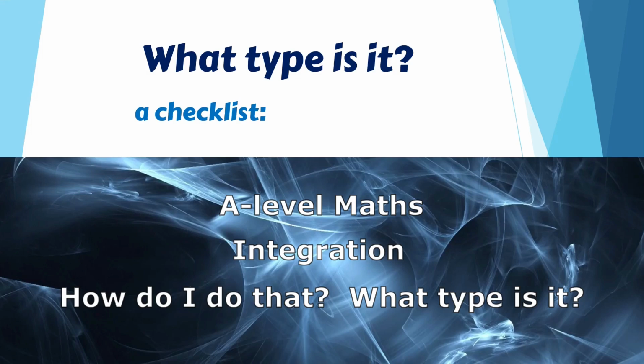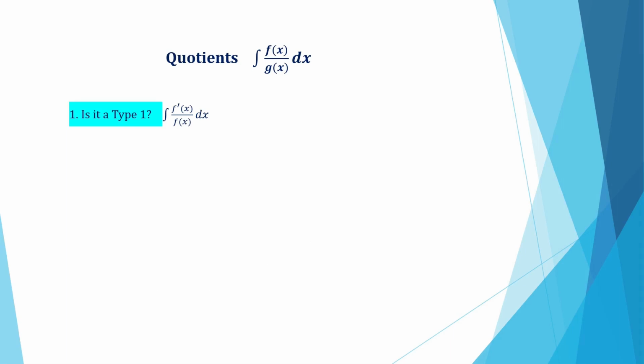Let's start off by looking at quotients or algebraic fractions. The first question I would ask is, is it a type 1 integral? Is it f dashed over f? There are two reasons for starting here. One, they're easy to check out, and two, they're quick to solve.